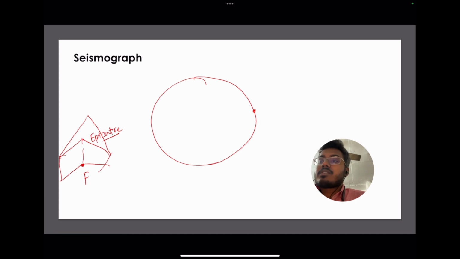Suppose I have a seismometer at a location A and it records the arrival of a P wave at 10 o'clock. This is the first P wave. And then after 5 minutes, the first S wave is recorded. And we know the velocity of both P and S waves.